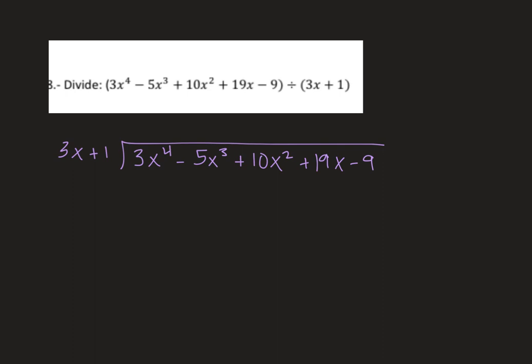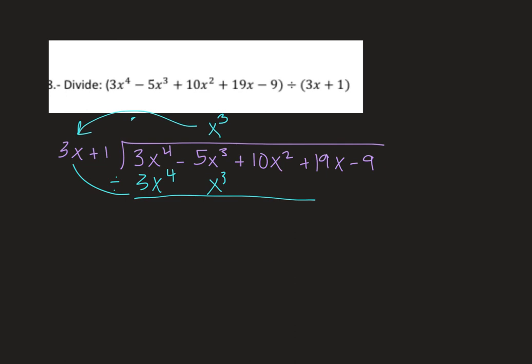Let's start the division process. So we're going to divide that 3x into 3x to the fourth, which is x cubed. That's our division. Then we are going to multiply. X cubed times 3x is 3x to the fourth, which I need to erase this so I can write it. So we have 3x to the fourth, and x cubed times 1 is x cubed. So that is our multiplication.